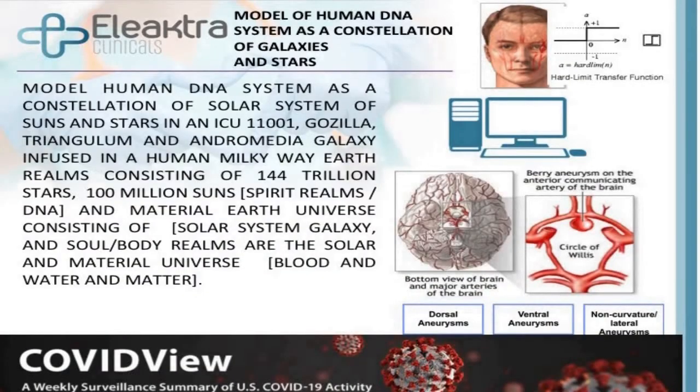Now, one of the ways we have modeled the human DNA system, we had to take a simple model, our solar system, that's the Milky Way, and come up with how the DNA of the human being looks like. So we model the human DNA system as a constellation of solar systems of suns and stars in an ICU 1101, Godzilla, Triangulum, and Andromeda galaxy, infused in a human Milky Way Earth realm consisting of 144 trillion stars, 100 million suns that we will say constitute what we call the gene of the DNA system.